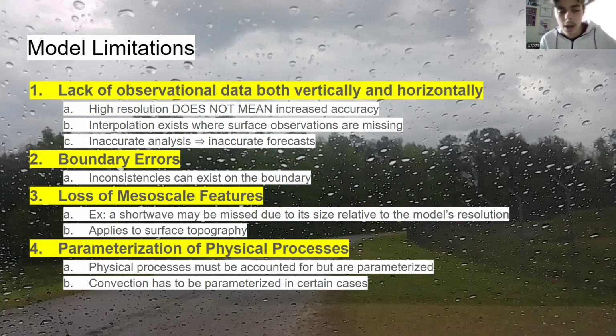We also have parameterization. We talked about that in the last video. And we have parameterization of physical processes. So physical processes must be accounted for, but oftentimes they have to be parameterized. Convection has to be parameterized in certain cases.